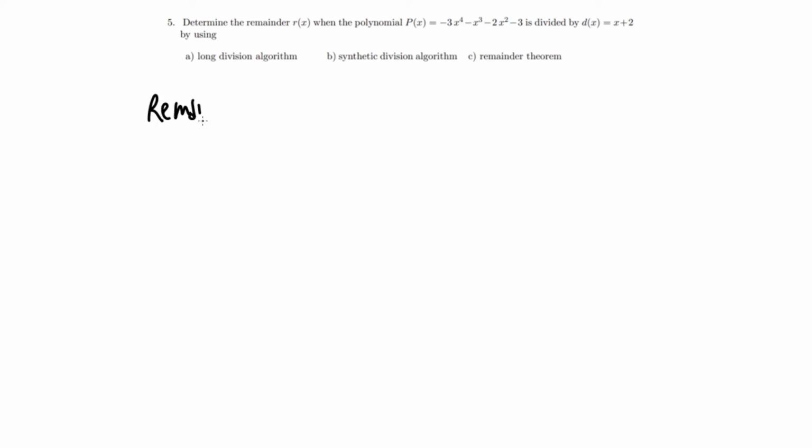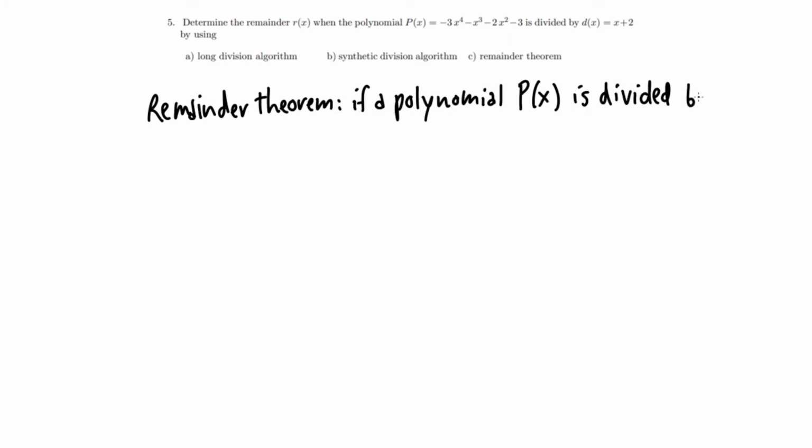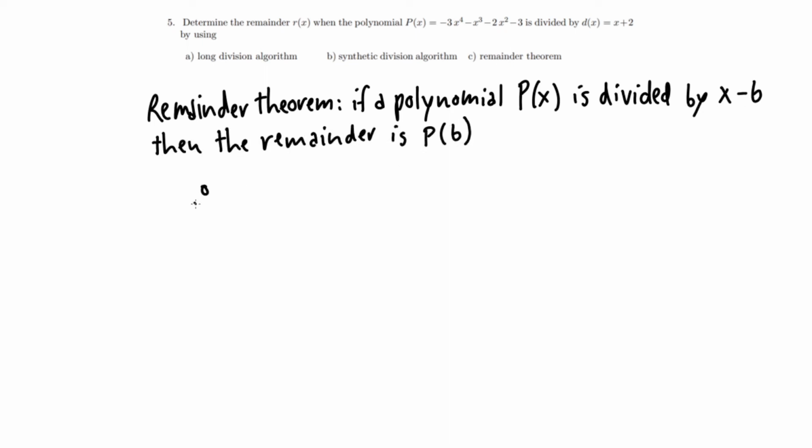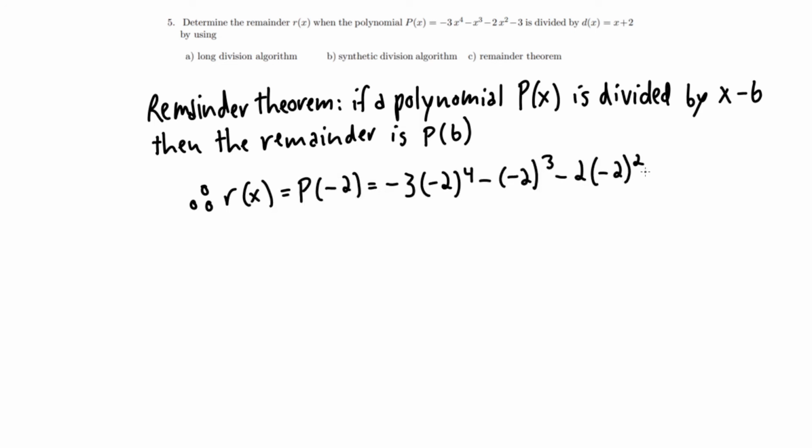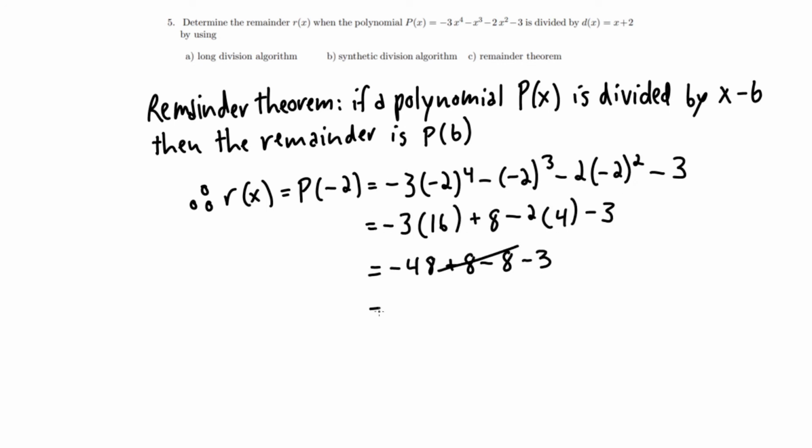The final method is the remainder theorem. This theorem states that if a polynomial p of x is divided by x minus b, then the remainder is p of b. Therefore, the remainder in this case will be p of -2. To find the answer, -2 is plugged into the equation and the polynomial is simplified. The result is -51, which is confirmed by the two previous methods.